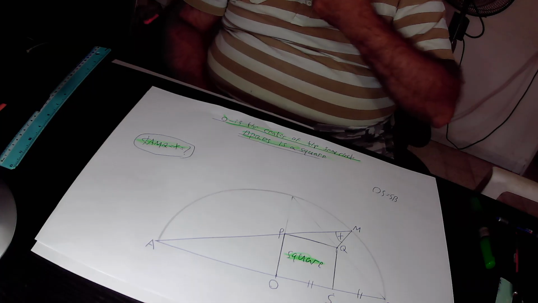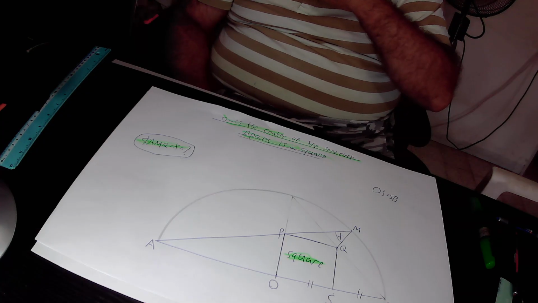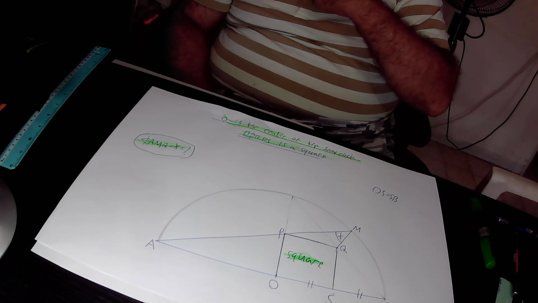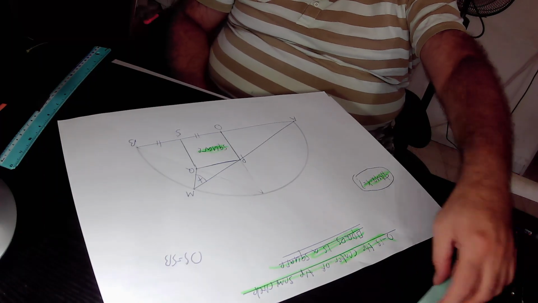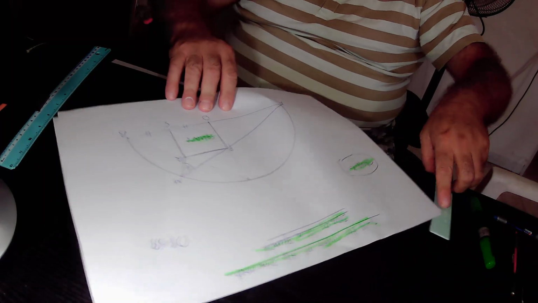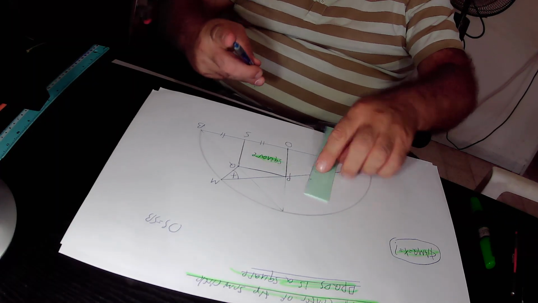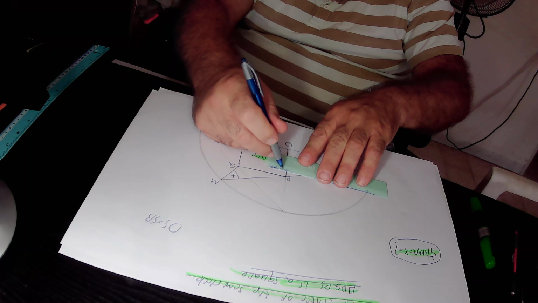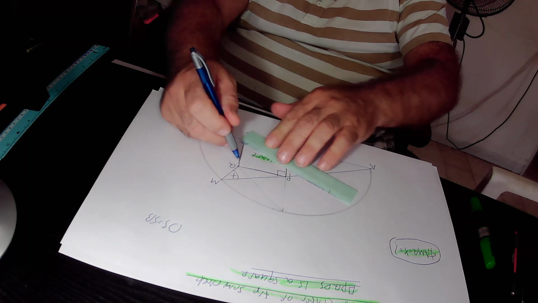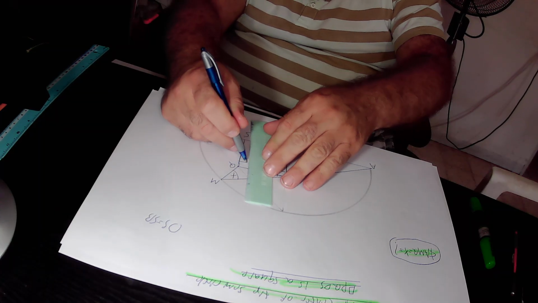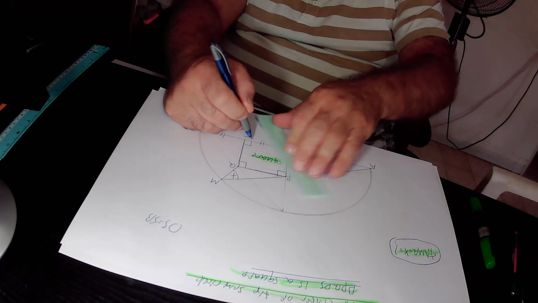So first of all, we know that all the angles in any square are right angles. So this is a right angle. This is also a right angle. This is a right angle. And this is also a right angle.